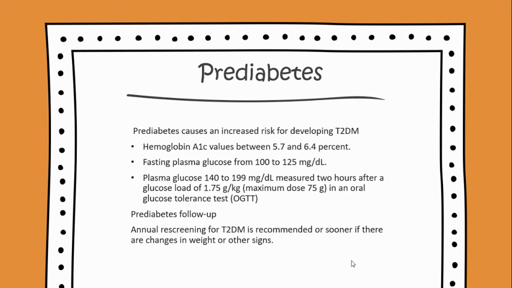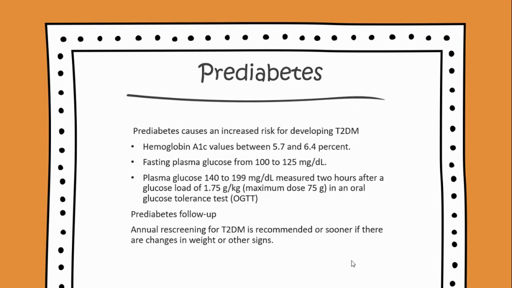Prediabetes. Prediabetes is caused through an increased risk for developing type 2 diabetes mellitus. Hemoglobin A1C values are between 5.7 and 6.4%. Fasting plasma glucose is from 100 to 125 milligrams per deciliter, and plasma glucose from 140 to 199 milligrams per deciliter, measured 2 hours after a glucose load of 1.75 grams per kilogram in an oral glucose tolerance test.